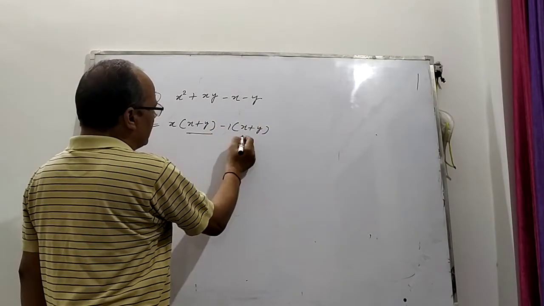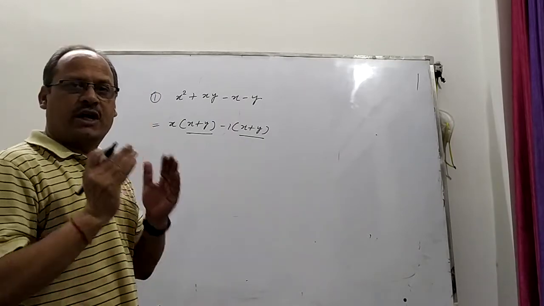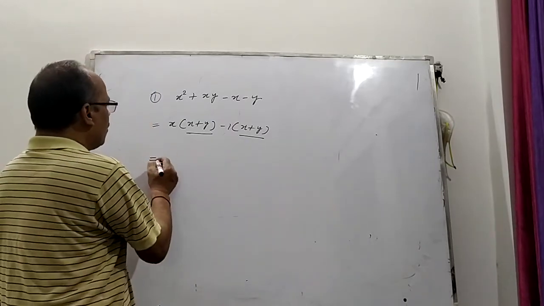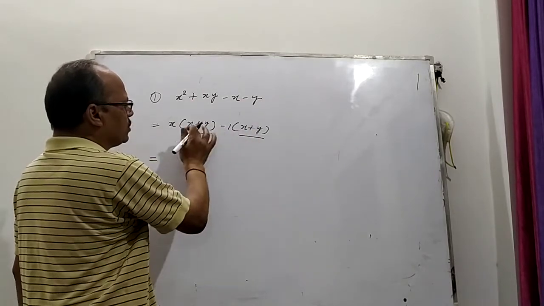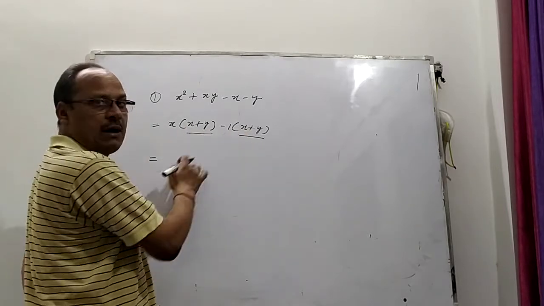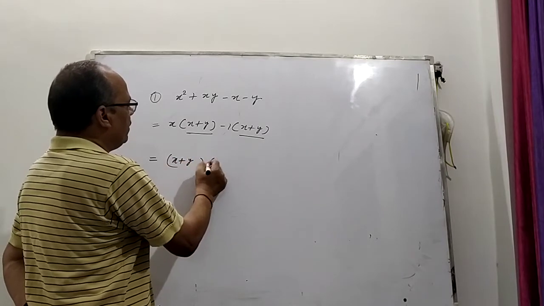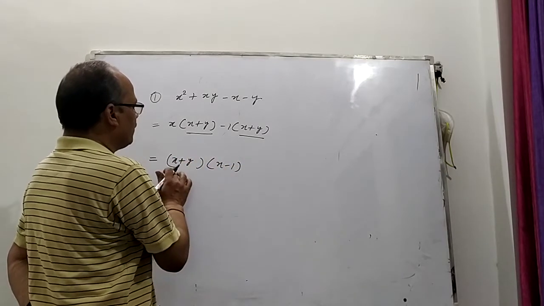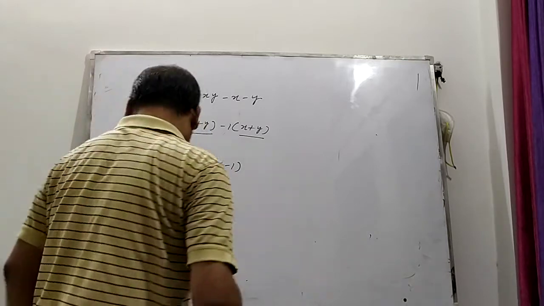I am saying this and this should be the same. We must take care in taking the common. Then what will be common from these two terms? There are four terms, now it is changing to two terms. From these two terms, what will be common here? x plus y. What will remain? x minus 1. This factorization is x plus y and x minus 1.